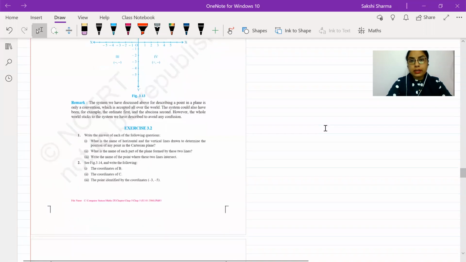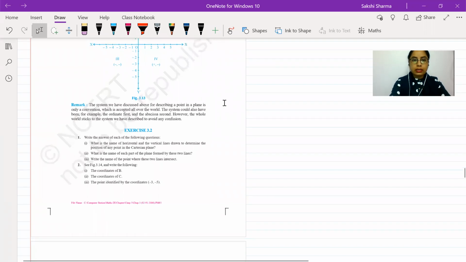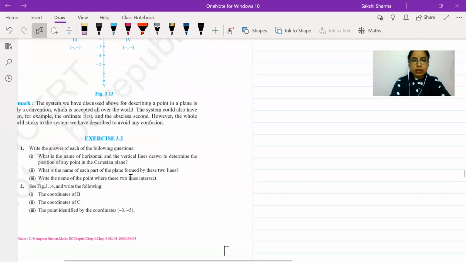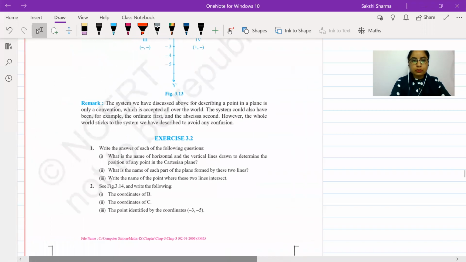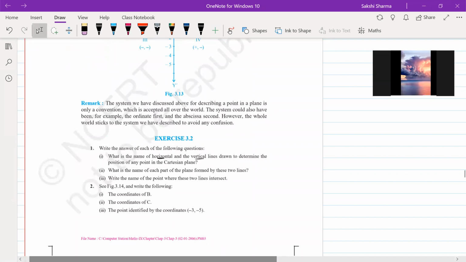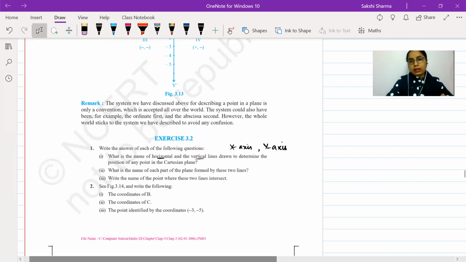You will see that these questions are actually based on what we discussed yesterday. The first question is, write the answer for each of the following. Write down the name of the horizontal and the vertical lines that are drawn to determine the position of any point in the Cartesian plane. So what are the names of those horizontal and vertical lines? X-axis and y-axis. That's correct, x-axis and y-axis respectively.